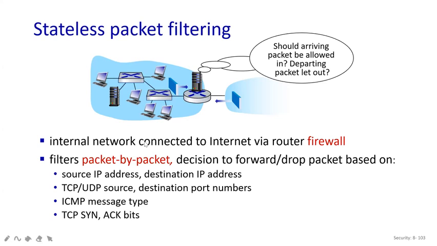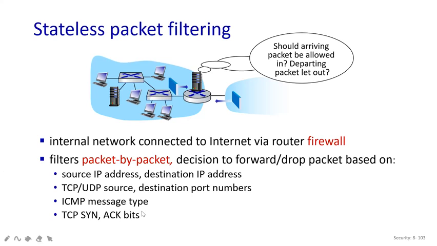How are we going to filter the packets? We filter packet by packet. One by one the packets come, then we filter them, and the decision is taken by the forward or drop technique. So how do we forward a packet and how do we drop a packet? For this, you should know the source IP address and destination IP address, then the TCP or UDP source and destination port numbers, then the ICMP message type, then the TCP synchronization and acknowledgement bits.